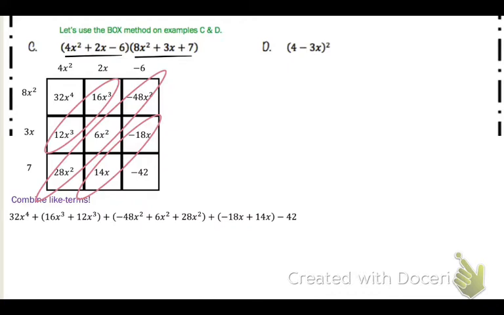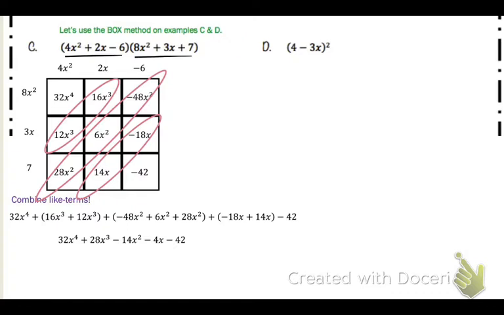We're just going to, sorry, talking's hard. We're going to finish adding and subtracting these. So you end up with 32x to the fourth plus 28x cubed minus 14x squared minus 4x minus 42. And you're done. You can double check my math if you want to, but I'm pretty sure those are correct.